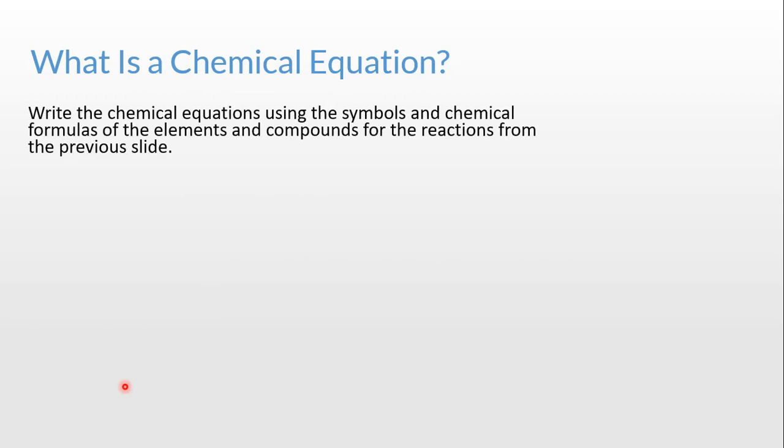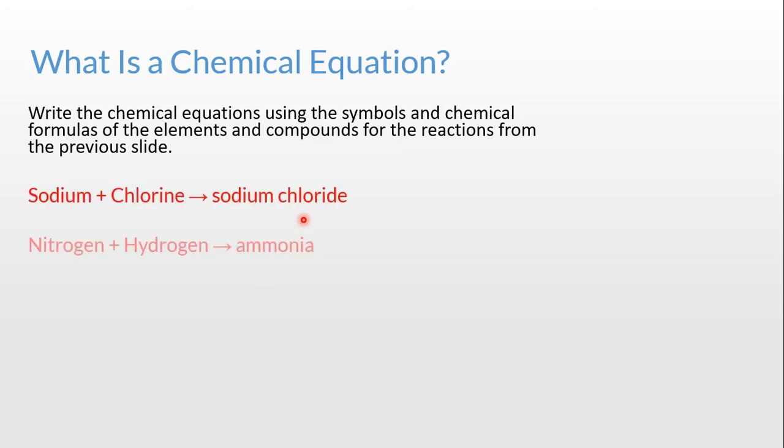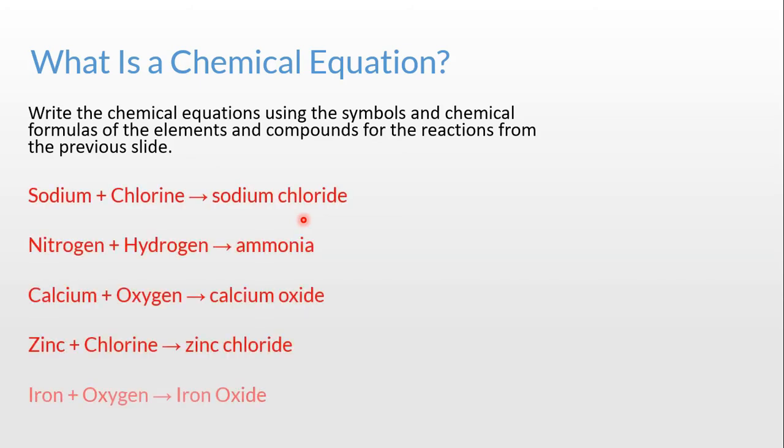Yes, very good. Okay, so we want to write the equations using the chemical symbols and chemical formulas of the elements and compounds for the reactions from the previous slide. So instead of writing the word form of the equation, pause the video and see if you can use the formulas to write the equation. Sodium plus chlorine giving us sodium chloride. Do that and let's see what you get for all of the equations. I hope you had them right.